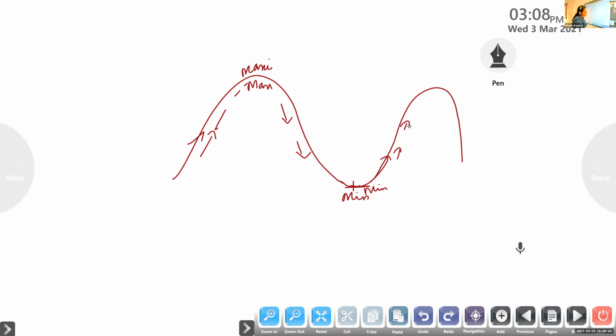Is it clear, children? So at this point the turning takes place, isn't it? It is turning. So the maxima or minima points are otherwise called the turning points. This is the point where we will be getting a maximum value or minimum value of the function. We need to find maxima and minima.